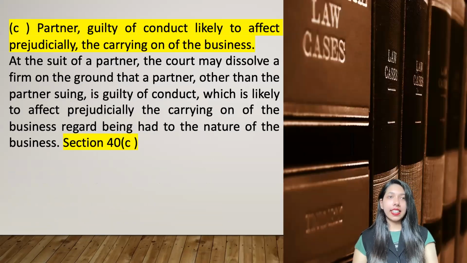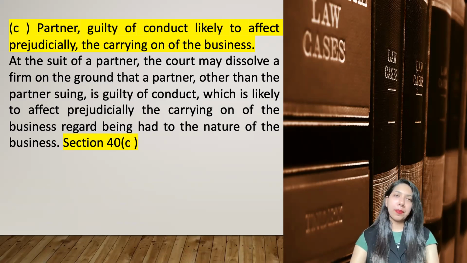The third point, C, is based on Section 40 subclause C, that is a partner guilty of conduct likely to affect prejudicially the carrying on of the business. The simple meaning is that at the suit of a partner, the court may dissolve the firm on the ground that a partner other than the partner suing is guilty of conduct. He has done something which does not fall under the contract, like a misconduct which is likely to affect the carrying on of the business. He has done a crime which falls under the IPC, and so on. If that is the situation, it can lead to a compulsory dissolution by court if a suit is filed by the other partners.